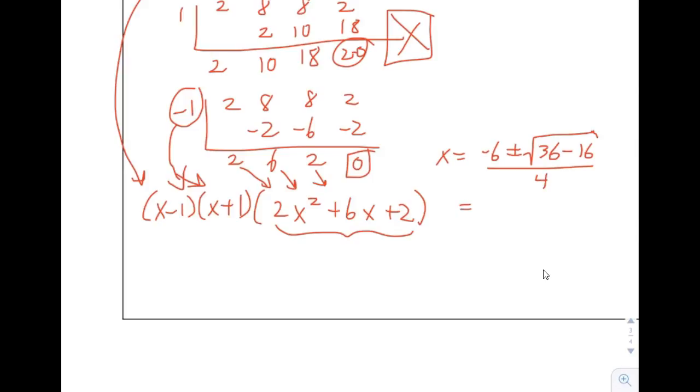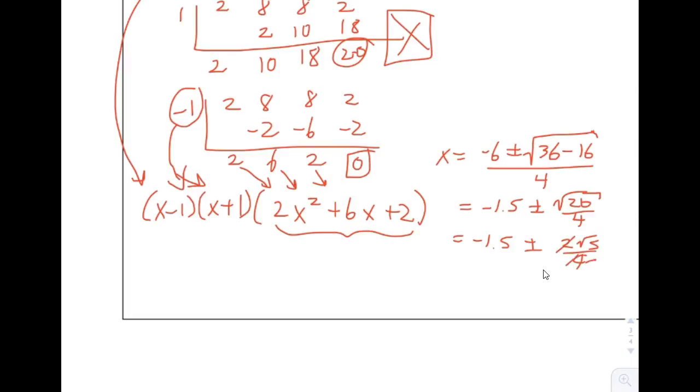And so this simplifies into negative 1.5 plus or minus square root of 20 divided by 4. And this can be simplified. I could break up 20 into 4 times 5. Square root of 4 is 2 times square root of 5.